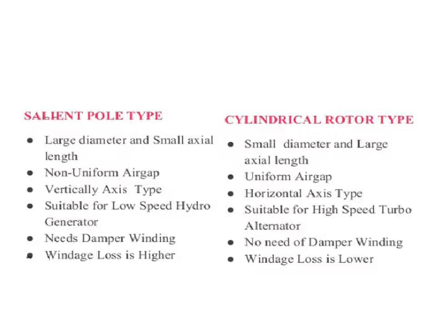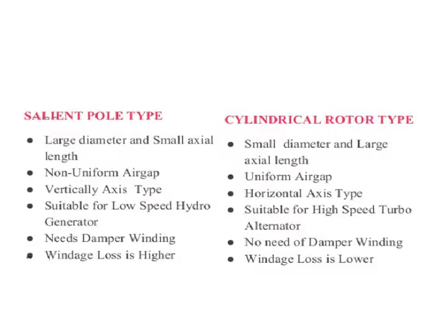rotor type. Other differences: salient pole type has a non-uniform air gap, but the cylindrical has a uniform air gap between the armature structure and rotor part. The structure is vertical axis type in salient, here horizontal axis type. And one more important feature, salient pole type rotor is suitable for low speed hydro generators. Cylindrical rotor is suitable for high speed turbo alternator or turbo generator.